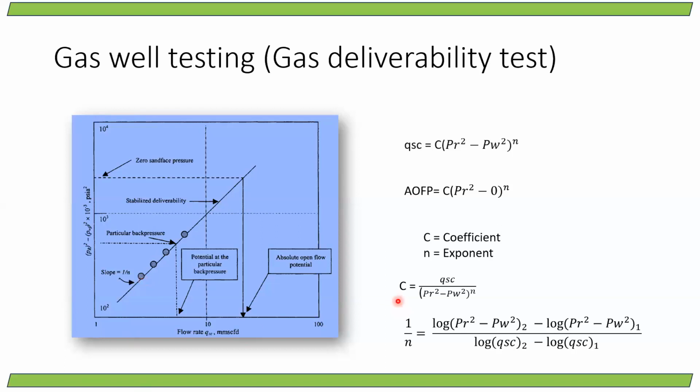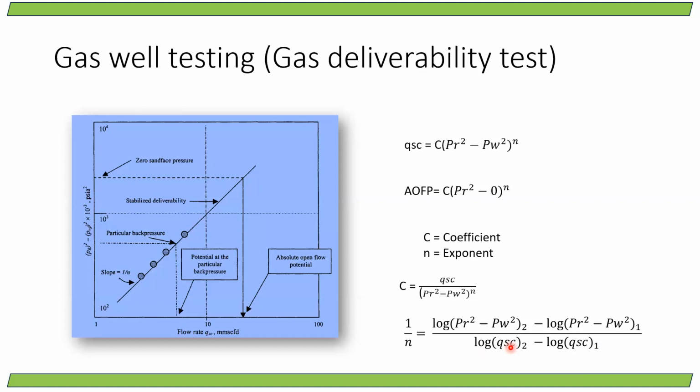So first of all, they have given the formulas for C as well as N. C is equal to Qsc by (PR square minus PW square) power N. And 1 by N value was also given. This is actually the inverse of the slope, 1 by N. So log of your y-axis second point minus log of your y-axis first point, by log of your x-axis second point minus log of your x-axis first point.